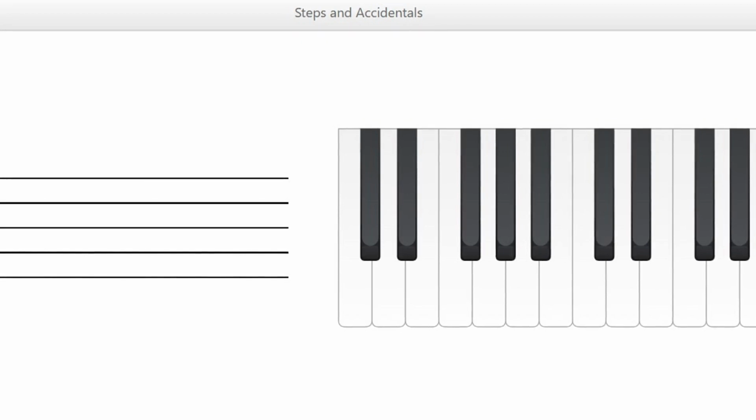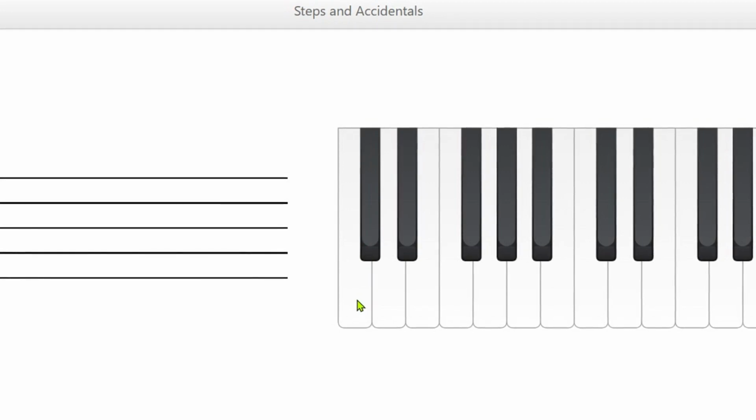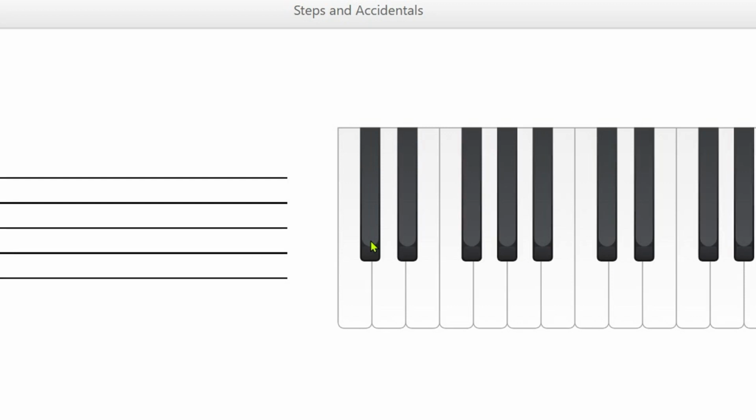Now, as you look at that, we've got five lines and four spaces. You have a keyboard right there. A half step or a semitone is the distance between one key on the keyboard to the next. So you have this back and forth. Starting from left to right, that's a C. If you take that as a middle C, that C to that first black key, that's a semitone.